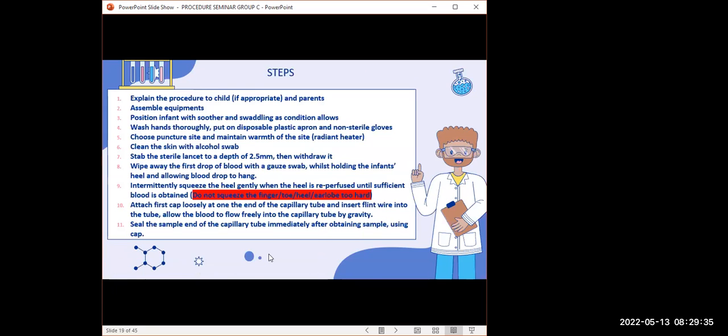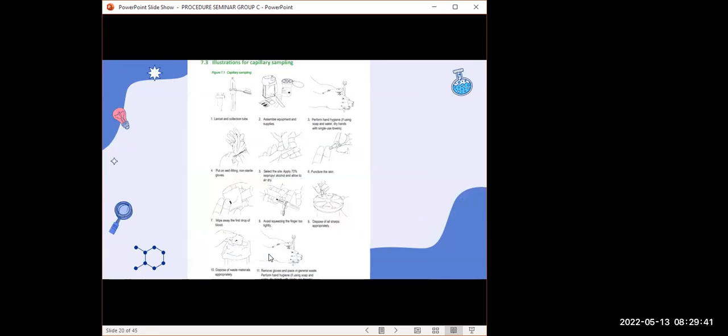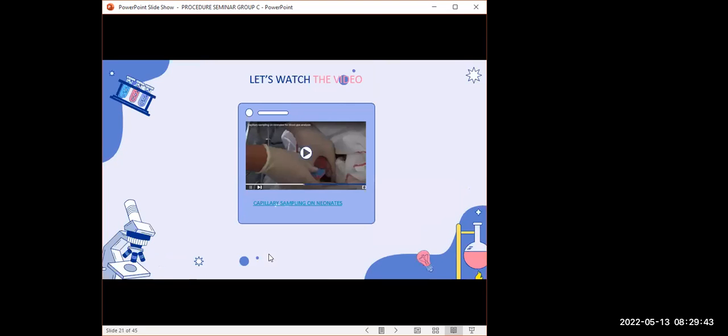Next. So these are the steps. I believe you guys can read it later. And also the illustrations of the steps. Next. So this is the video. Inshallah, you guys can watch it later. That's all from me. Thank you.